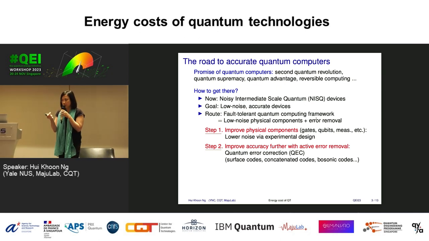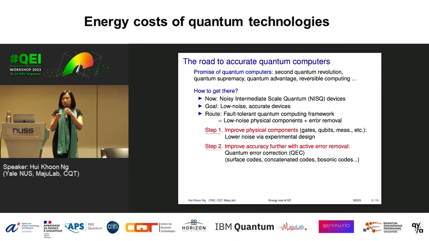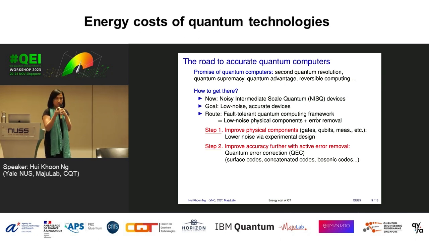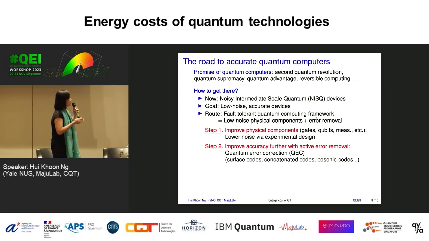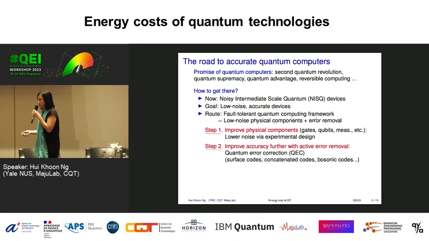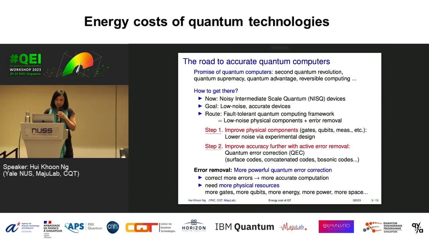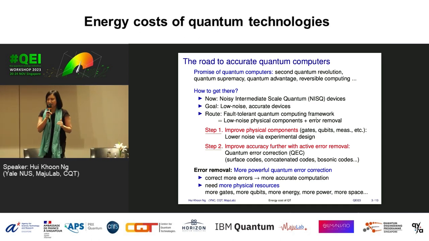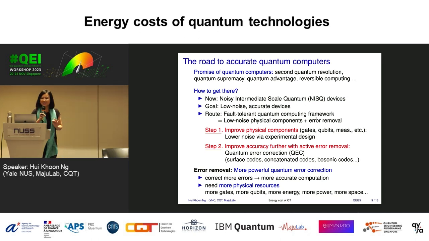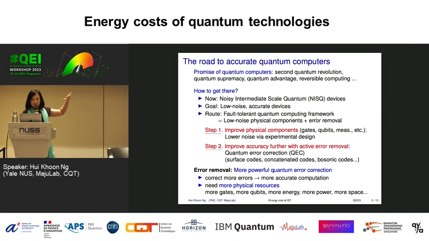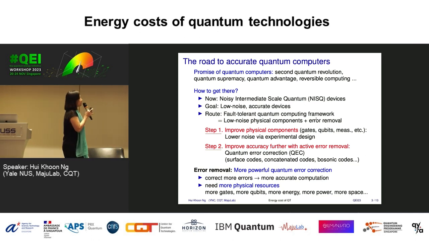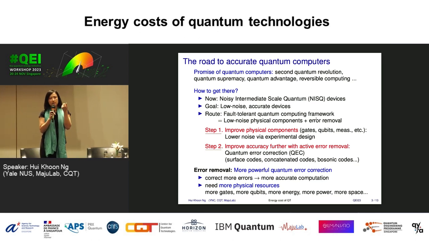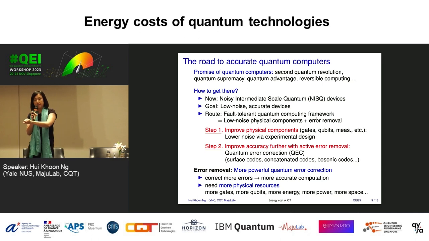Once you get to the stage where you're good enough, so-called below the threshold, then you can improve your accuracy further by active error removal. This is what quantum error correction is really about, and all these subjects of surface codes, concatenated codes, or the bosonic codes that people talk about a lot these days. Now, I'm assuming step one already, because there's nothing I can do about that, although I do want to learn a lot more about it. So I'm focusing on step two, error removal, where you want the ability to correct more errors so that your computation in the end is more accurate.